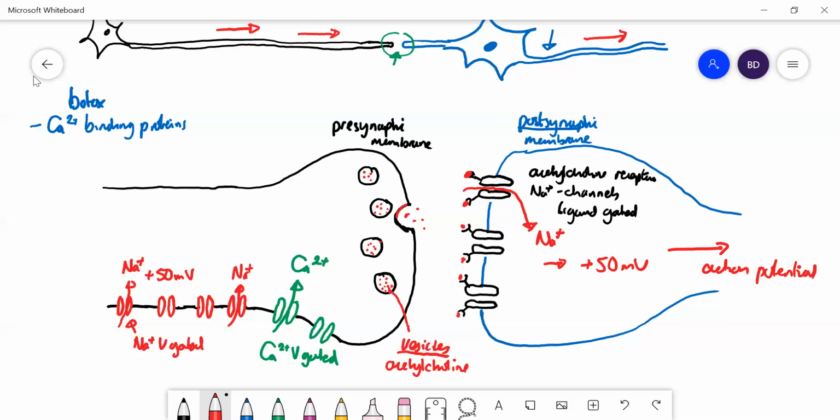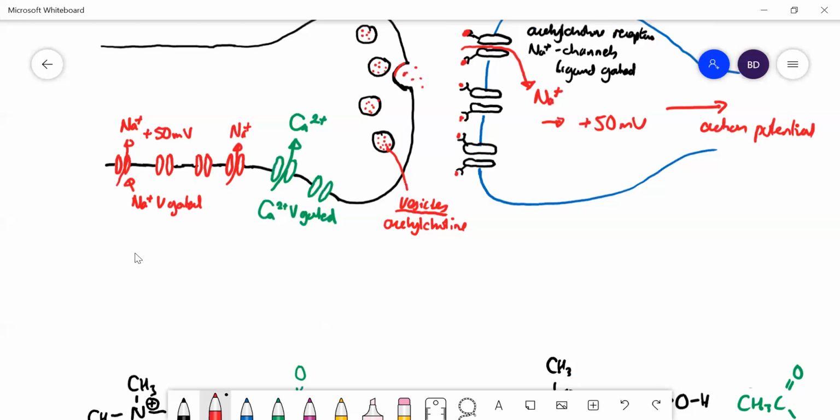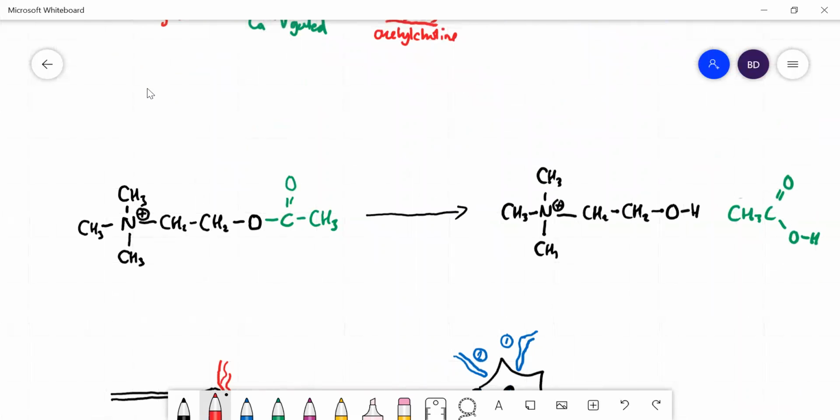Okay, so that's the basic process of how acetylcholine, one neurotransmitter, enables the message to be transferred across the synapse. Let's just talk about acetylcholine itself in a little bit more detail. If you're interested in the chemistry of it, you can see we've got acetylcholine here.